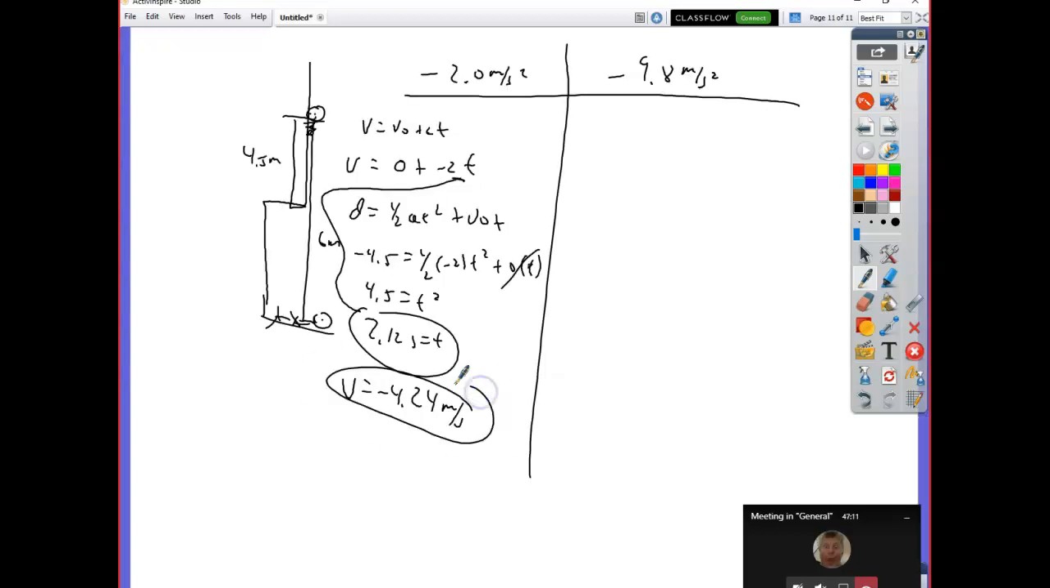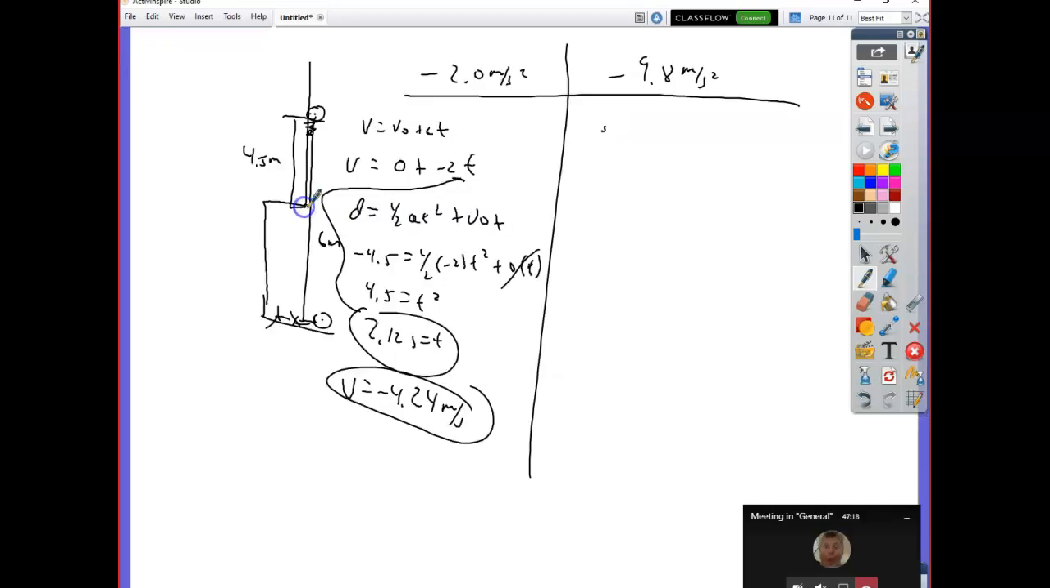All right. That said, now it's time to get over on this side of the equation. He arrives at the bottom of this spot at negative 4.24 meters per second. Now what do we do, sir?